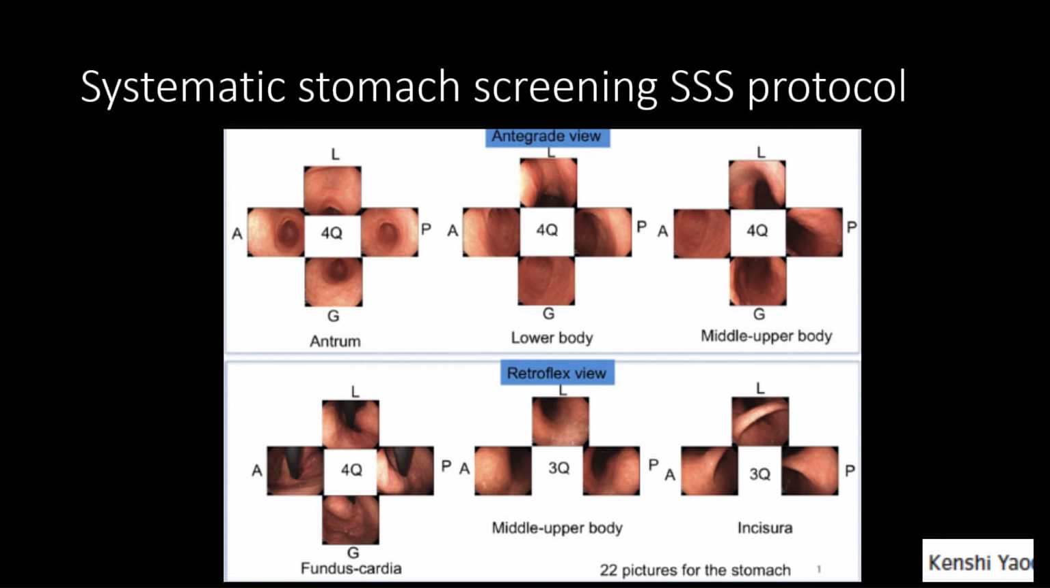Lastly, when you see the stomach, how do you start? Antegrade view, antrum, look at the lower body, come back, middle upper body, retroflex, look at the fundus, cardia, mid upper body. So this is how you must document.